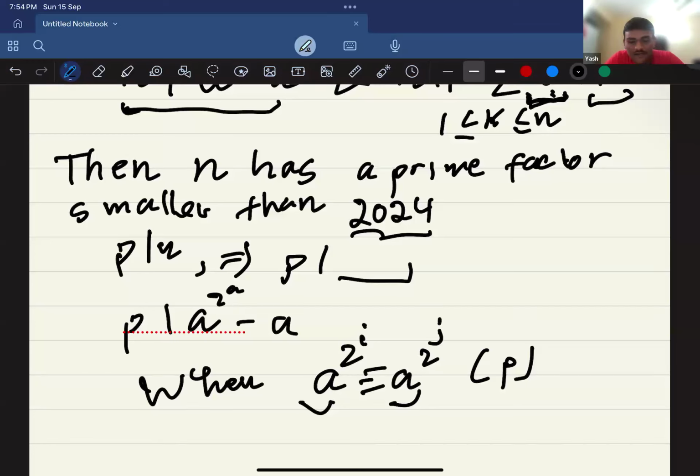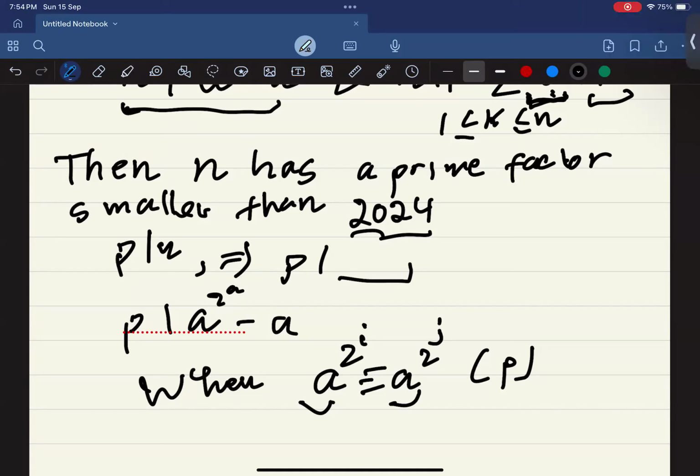Can you speak a bit louder? Yeah, 2 to the i congruent to 2 to the j mod p means. Okay, that works. No, wait, you're assuming that the order of a is p minus 1. It is only a factor of p minus 1, no? Yeah. Then 2 to the i should be congruent to 2 to the j mod the order of a mod p, right? Does everyone get that?